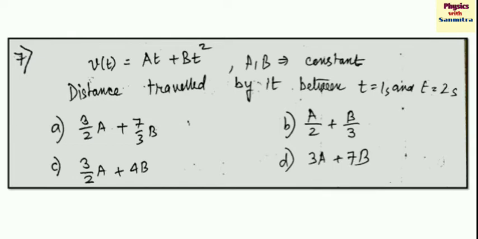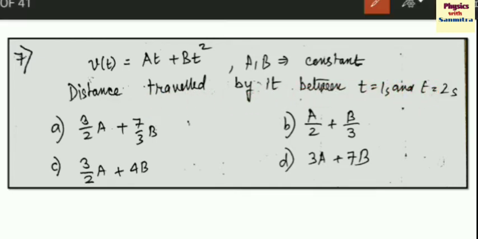Now, v of t is equal to At plus Bt square, where A and B are constants. Find the distance travelled by it between t is equal to 1 second and t is equal to 2 seconds. Let me tell you one thing very clearly: when you are asked to find the distance and you have been given v as a function of time, you have to do the integration.